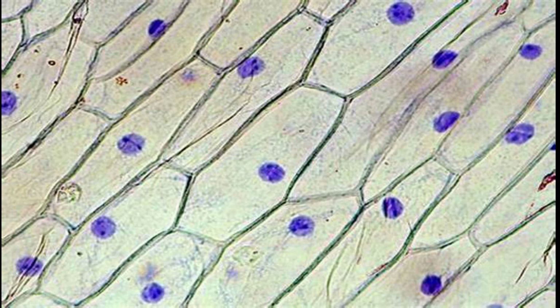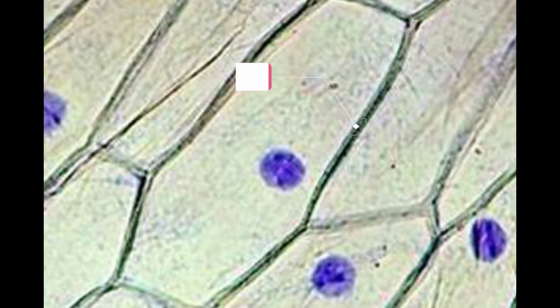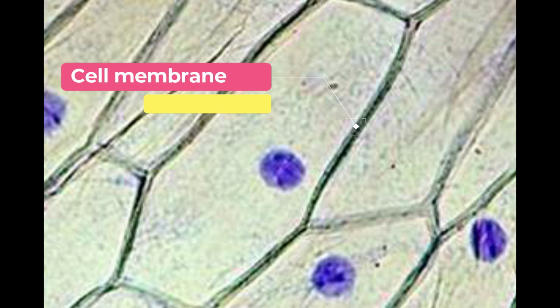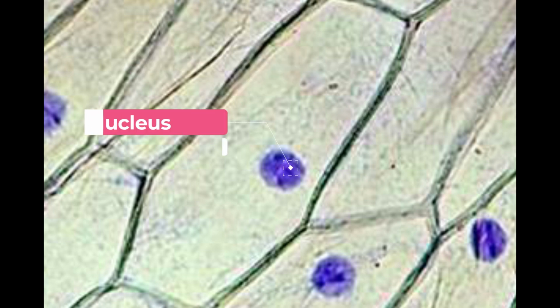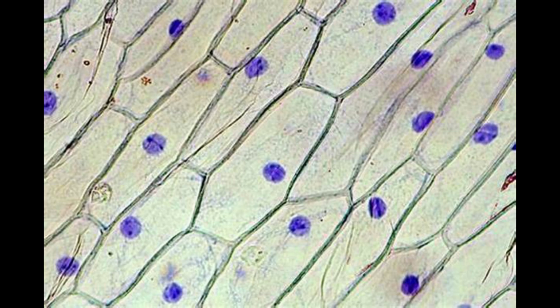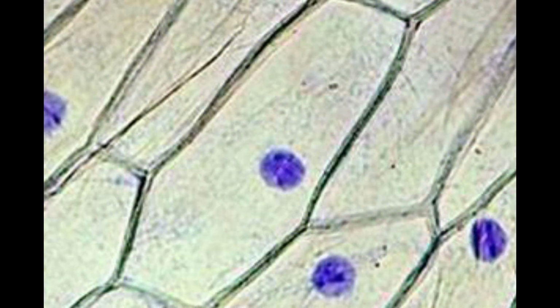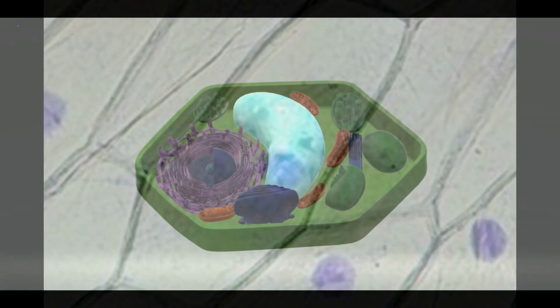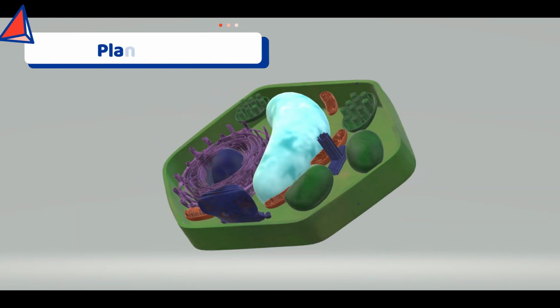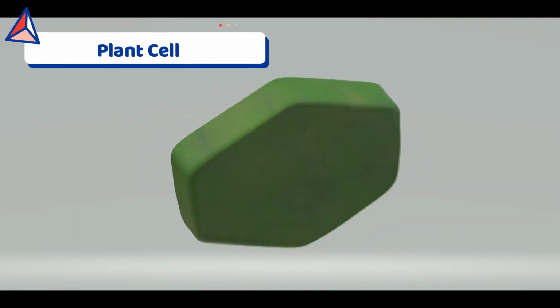Let's observe the onion cell. The boundary of the onion cell is the cell membrane, covered by another thick covering called the cell wall. The central dense round body in the center is called the nucleus. The jelly-like substance between the nucleus and the cell membrane is called cytoplasm. Cell membrane gives shape to the cell.